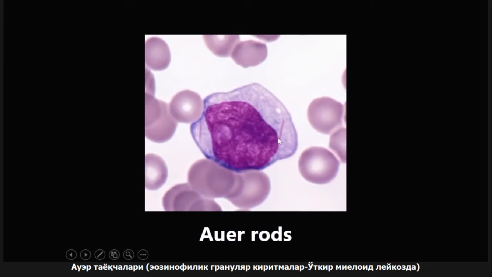It's also important to note that they can be seen in CML. That's not super testable, but if for any reason you have a picture like this and an option is AML and an option is CML, you don't want to necessarily just jump for AML. You want to take a look back at the question stem, the epidemiology of the patient, and then decide from there. But again, Auer rods, mostly seen with AML, can be seen with CML. Not very common, but it is possible.